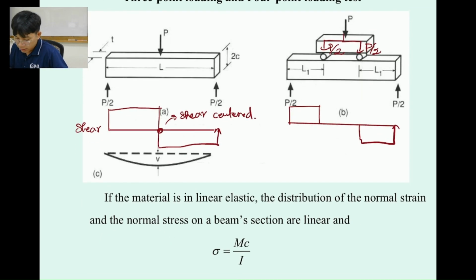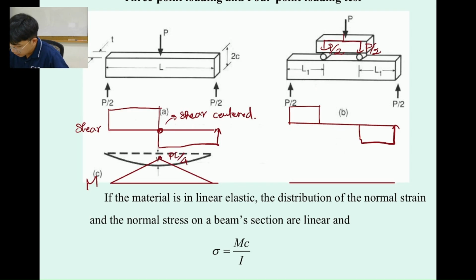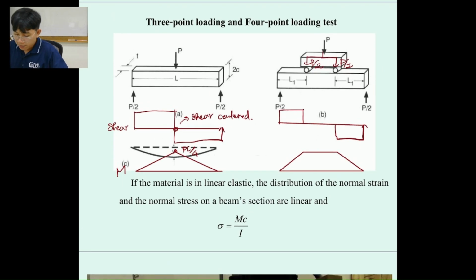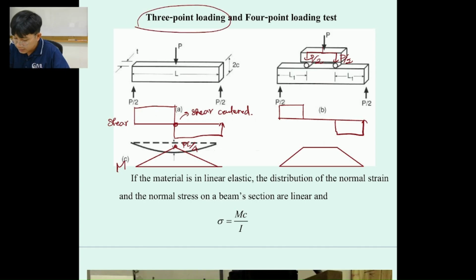Okay, and for the moment diagram, it's going to be something like this. It's going to go up over here, go down over here. The maximum is going to be PL over 4. This one is going to be a little bit different for the moment. It's going to go up like this, constant without having load, and then we have another one like this. Okay, so it depends on the behaviors of the material that we pick. But in our lab, we focus just on the 3-point load because it's a lot easier for the testing. And we would like to have the maximum deflection at the middle of the sample.